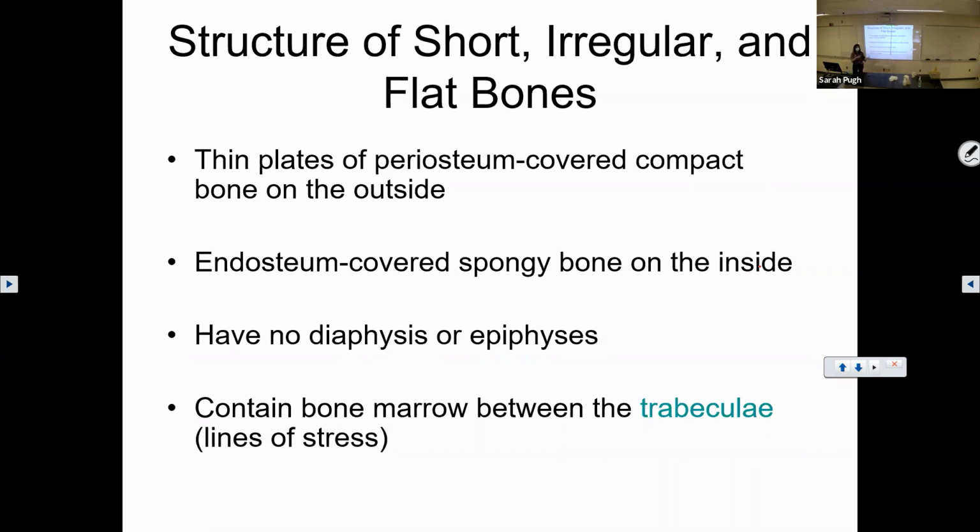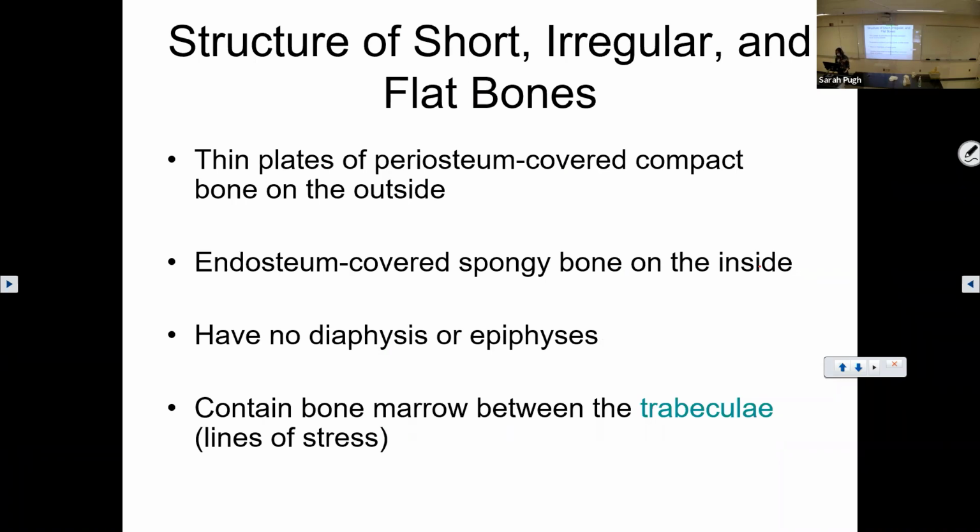So you guys in lab looked at a beef bone, a frozen beef bone, to look at the structure of a long bone. But we also have other types of bones. We have short bones, thin, flat bones, and irregular bones. So what does the structure of those look like? Well, it's going to be really different from a long bone, because a flat bone and a short bone, they're not going to have a diaphysis. They're not going to have an epiphysis.